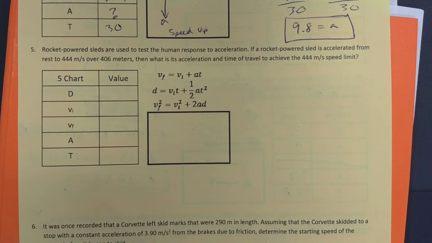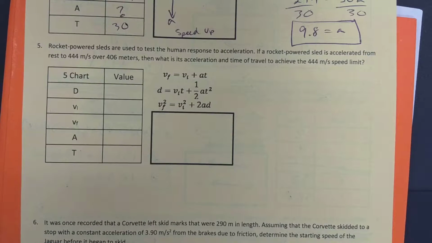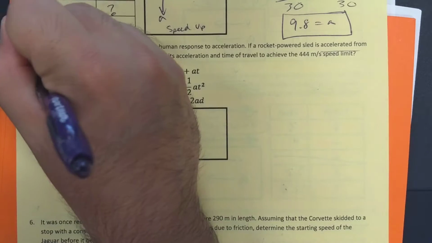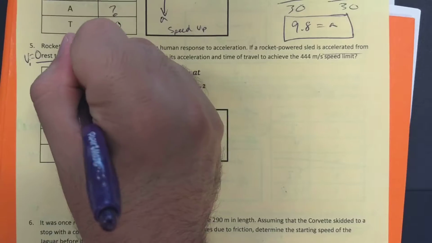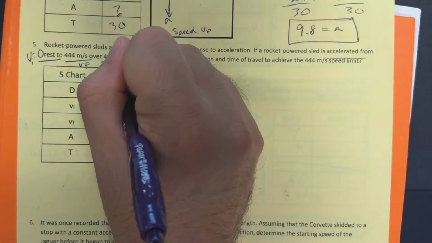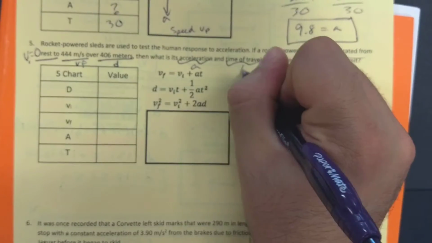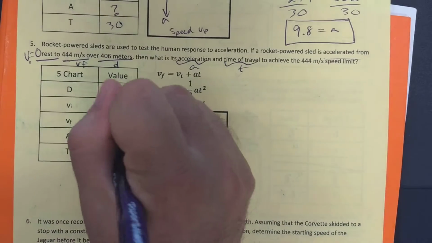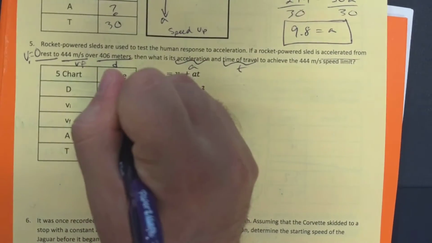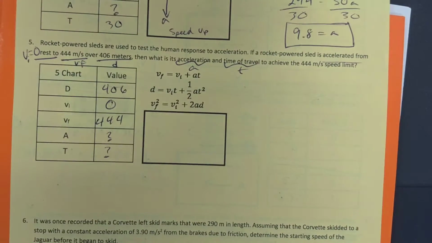Moving on. Number 5, rocket-powered sleds are used to test the human response to acceleration. If a rocket-powered sled is accelerated from rest, rest means that the initial velocity is 0 right there. 444, that's our final velocity, over 406 meters, that's distance. What is the acceleration and time? We want A and T. So we got to figure out what we can do here. VI was 0, VF is 444. Displacement is 406, and it wants both A and T.